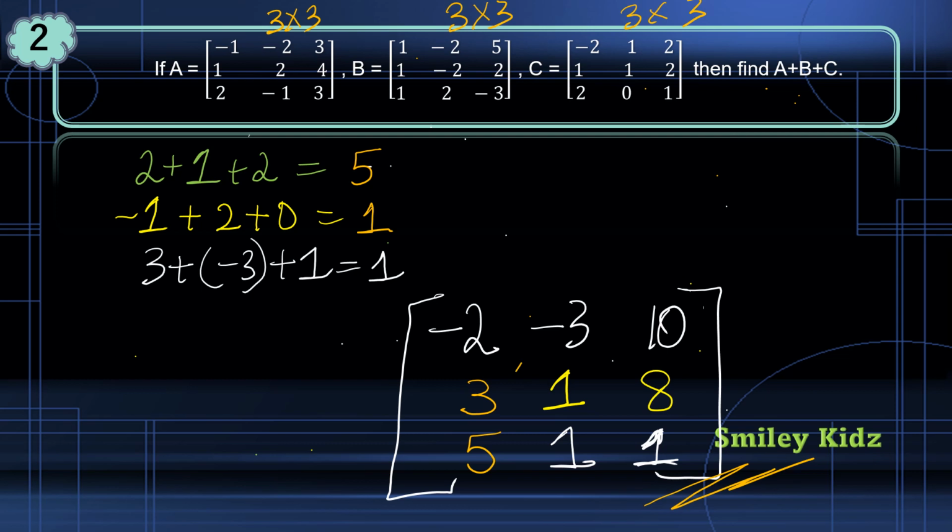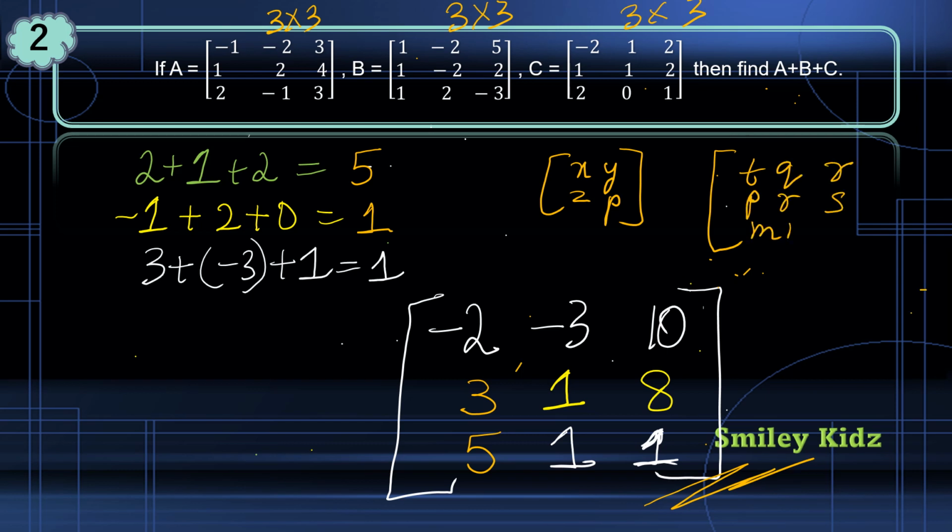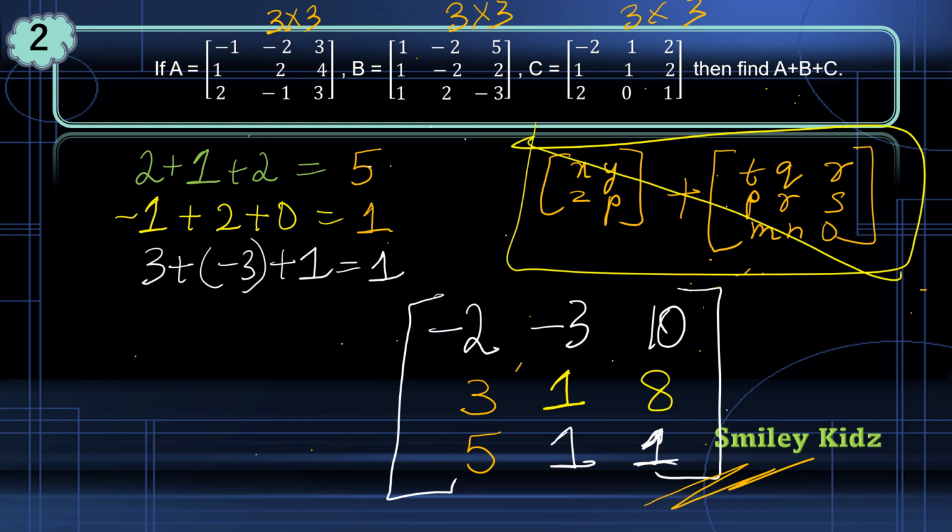But if their order is not same, let's say X, Y, Z, P is one matrix and the other matrix is T, Q, R, P, R, S, M, N, O. Then the addition of this matrix is not possible. I have already mentioned this in our previous video. That is because here the order of the matrix is completely different. Here the order is 2 by 2 and here the order is 3 by 3, which cannot be possible. So addition of matrices can only be possible if their order of matrix is same.